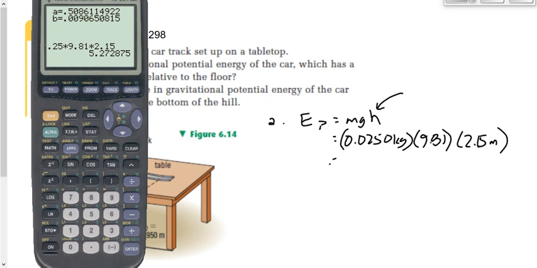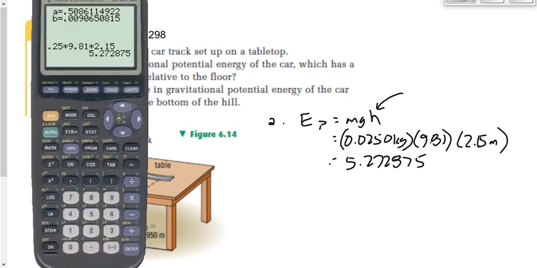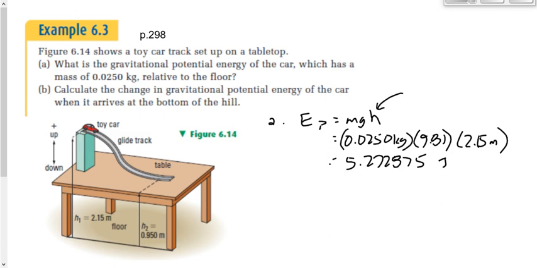I get 0.5272875. Why am I writing down this number with 7 decimal places? Is that a mistake there? Yeah, 0.0. Oh, so what is the answer there? 0.52. Okay, thank you. Why am I writing down this number with 7 decimal places? Just in case I need that for question B.